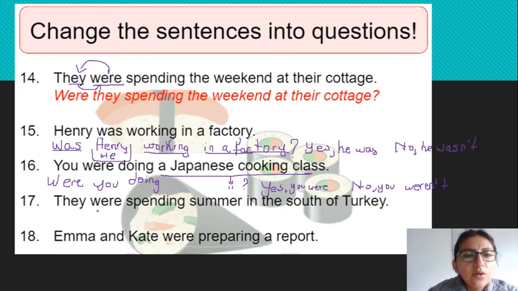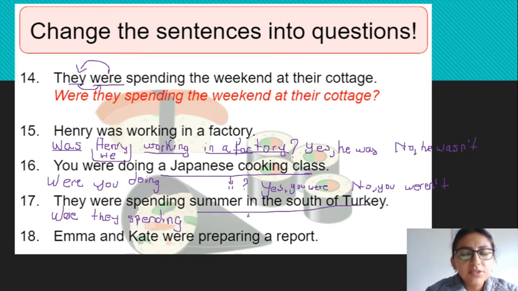Number 3. They were spending summer in the south of Turkey. The question, how would it be? Very good. Were they spending summer in the south of Turkey? Positive answer. Yes, they were. And negative, no, they weren't. Okay? And the last one.